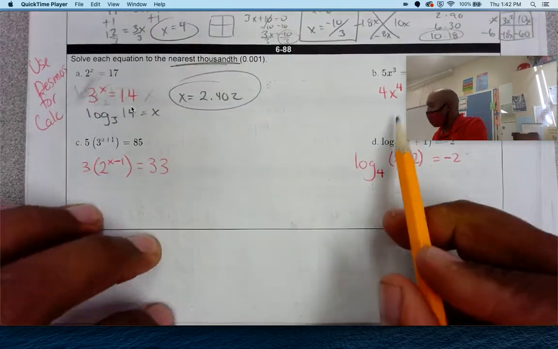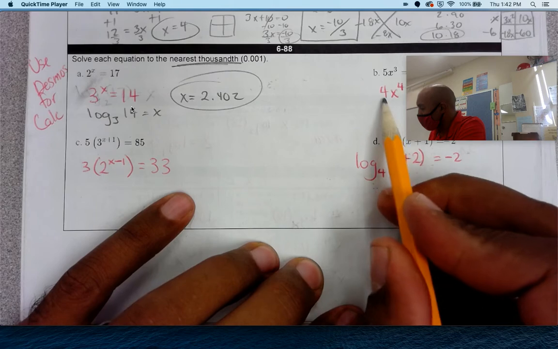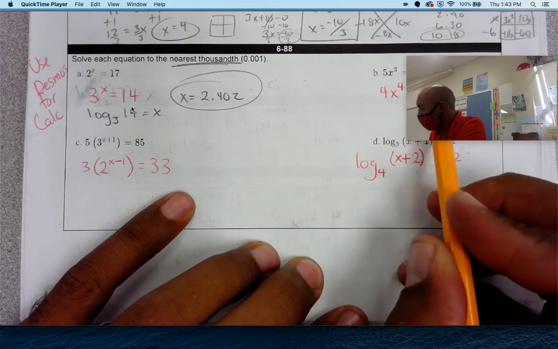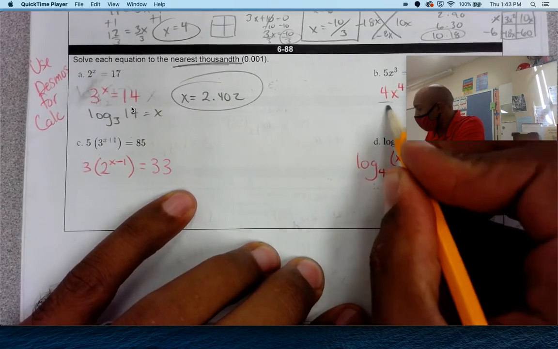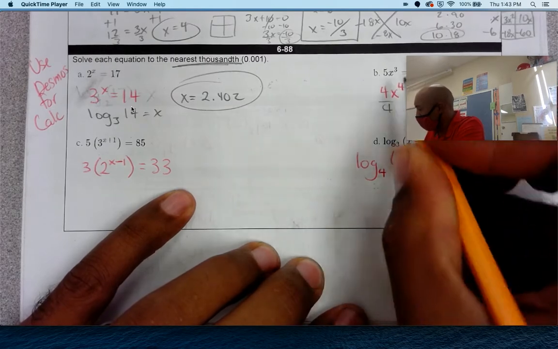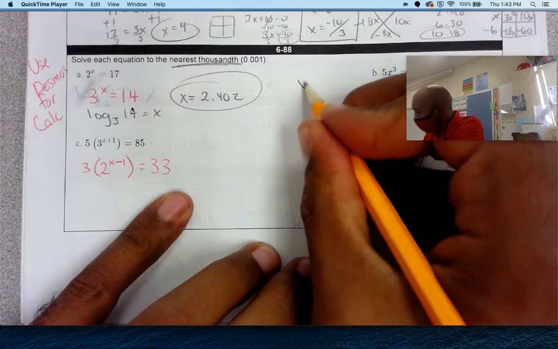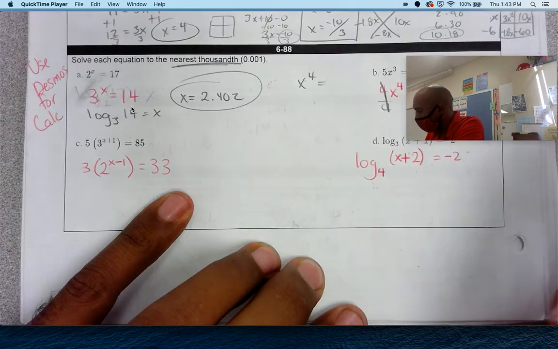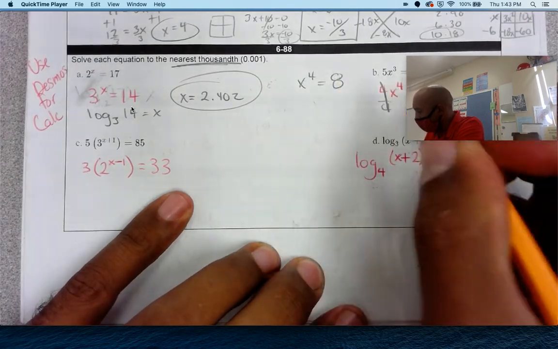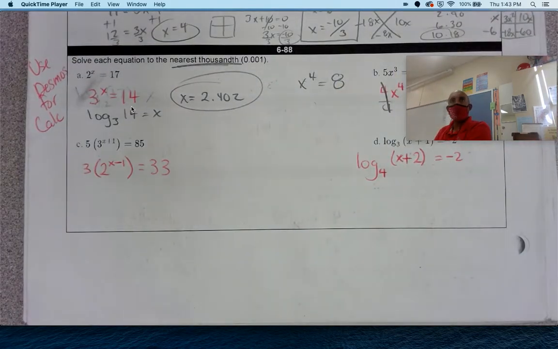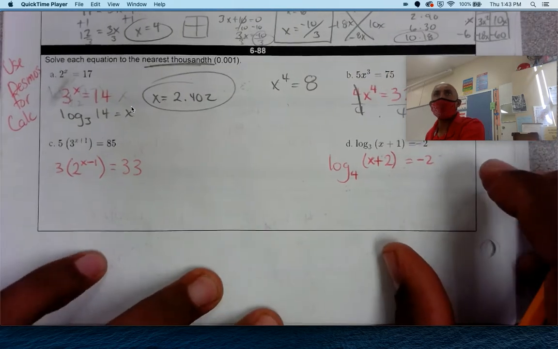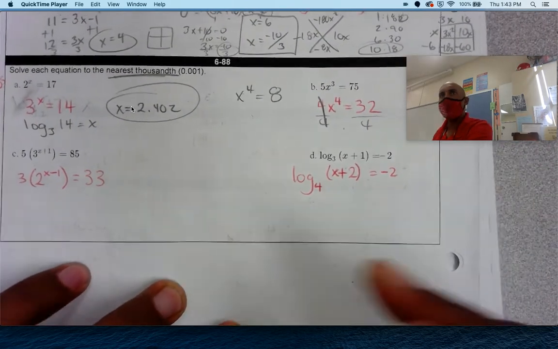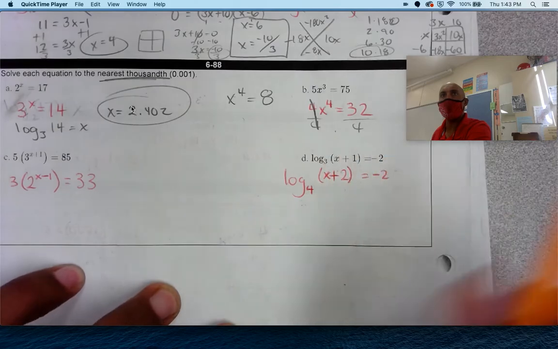Okay. All right, now this one looks like I could divide both sides by 4 first before I do anything. So then x to the 4th equals 8. Okay, so now, how do I do that? Well, I'm sorry, you guys couldn't see that, could you? I divided both sides by 4.